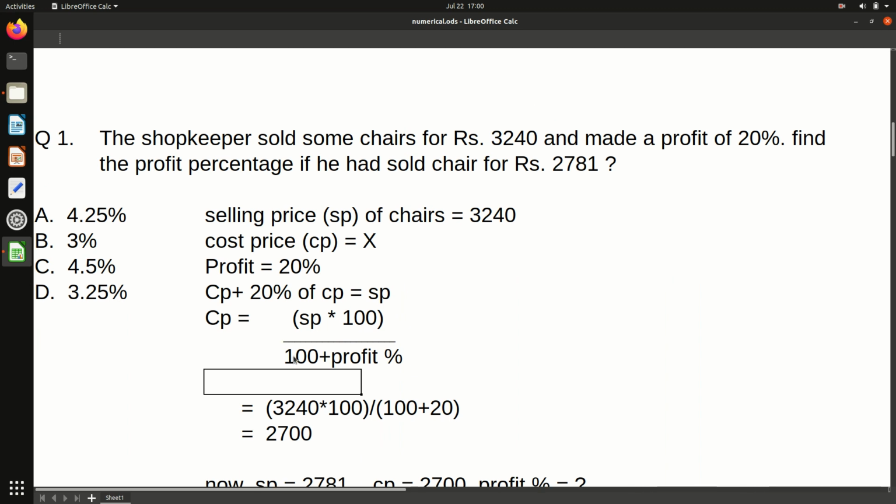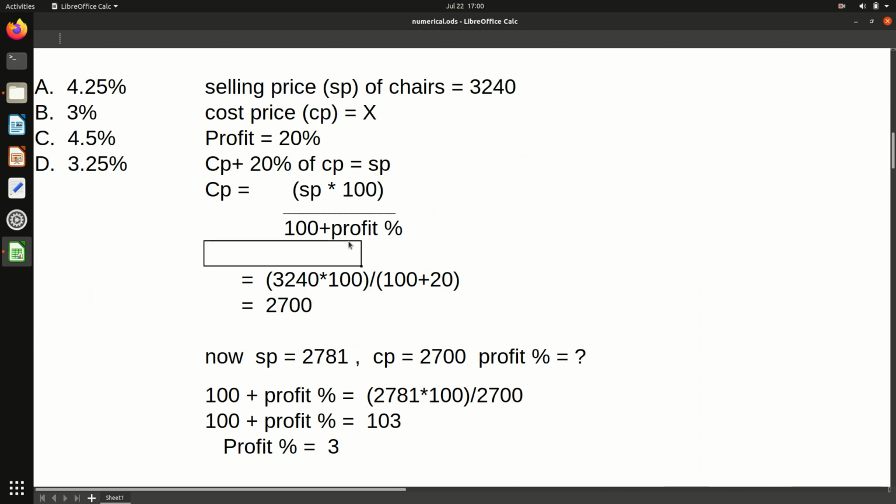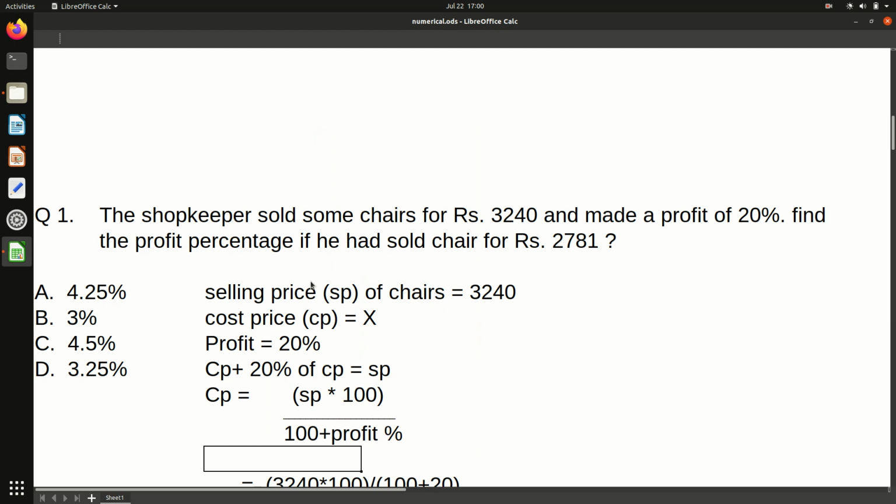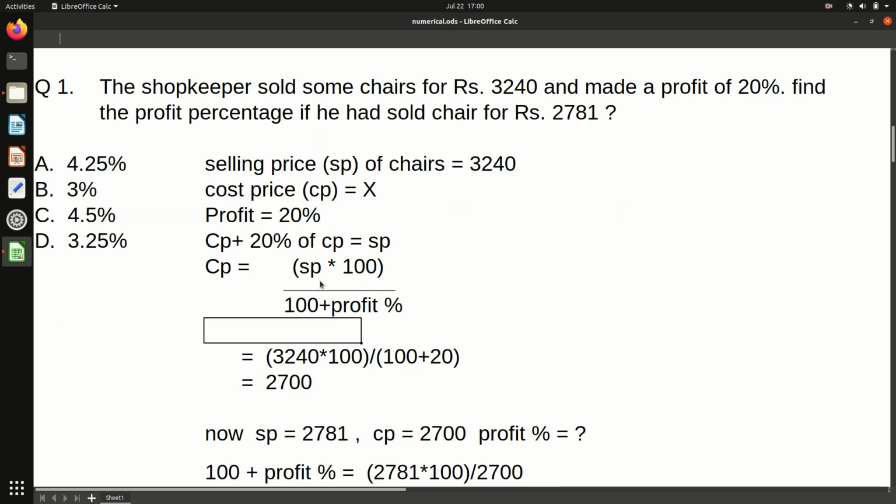Okay, so in this formula, CP equals SP into 100 divided by 100 plus profit percent. We will put the value of SP and the value of profit percent and we will get the CP. That's all. As you can see here, SP is 3240. I put it here into 100 divided by 100 plus the profit percent, which is 20. Just put all the values and we get the CP. It means this shopkeeper has bought all the chairs for rupees 2700. So this was the cost price.